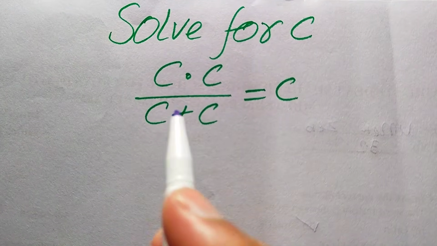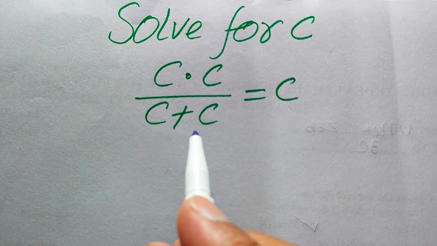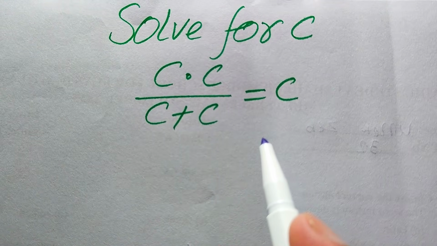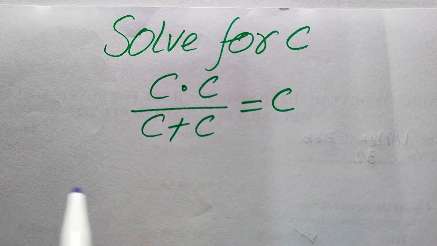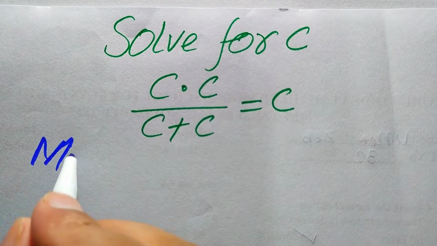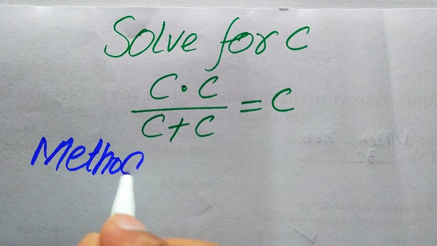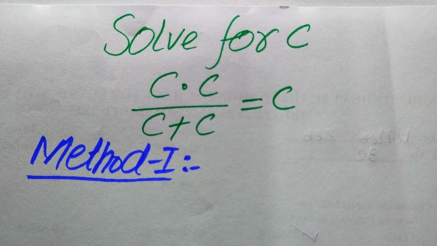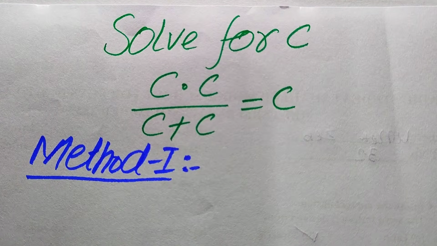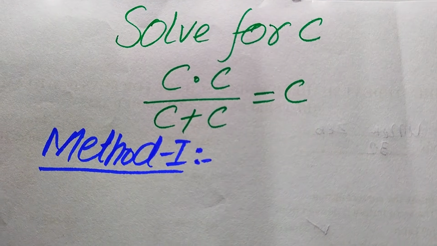So here we have c times c divided by c plus c is equal to c, and we solve this problem for all the values of c. Here we solve this problem with two methods. I hope you like both of these methods, but if you have any other method in your mind, please don't hesitate to write it in the comment section. And now we move towards the solution of this problem from the first method.